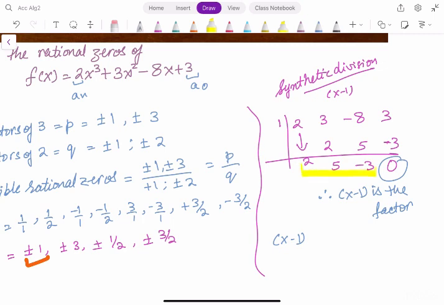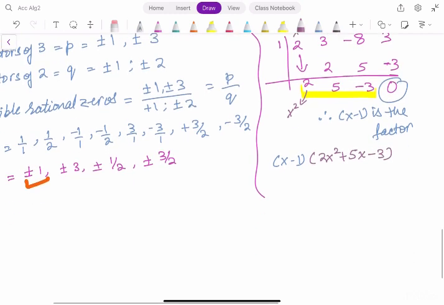It will be 2x squared. Why 2x squared? Because we started with x cubed, but after synthetic division, it reduces. X cubed is not there anymore. We are left with x squared. So 2x squared plus 5x minus 3. And I can use the synthetic division again, but here's the thing, this is a quadratic, right? And I know how to factor the quadratic. So let's factor the quadratic.